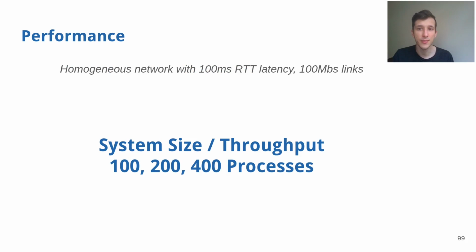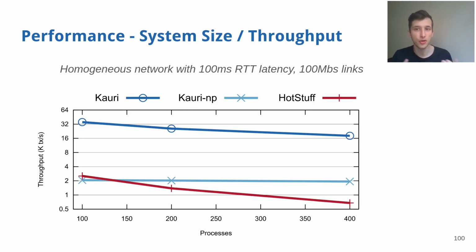This first experiment was executed with 3 different numbers of processes, namely 100, 200, and 400, in a setting of 100 millisecond round-trip time and 100 Mbit links, which is the regional setting from earlier. Kauri is presented with the 2 blue lines, one with and one without pipelining, and HotStuff is presented in the red line. We configured the pipelining stretch of Kauri according to the previously presented theoretical model, resulting in a stretch between 4 and 6.